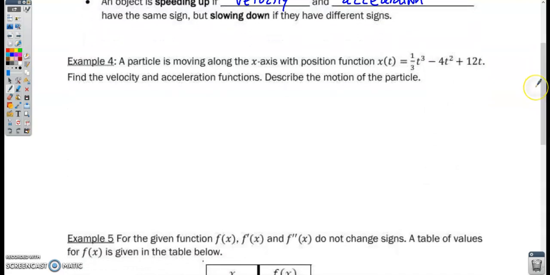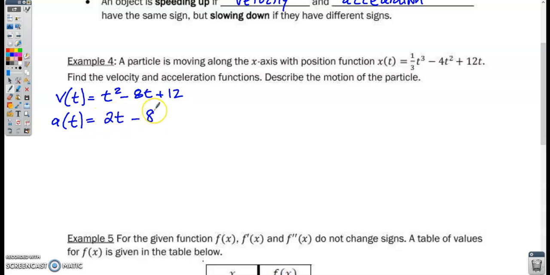Example 4. A particle is moving along the x-axis with position function x of t equals 1/3 t cubed minus 4t squared plus 12t. First we're going to find the velocity and acceleration functions, and then we are going to describe the motion of the particle. So we find the velocity function. That's just going to be the derivative of our position, so that's going to be t squared minus 8t plus 12. And then our acceleration function is the derivative of our velocity, so that's going to be 2t minus 8.